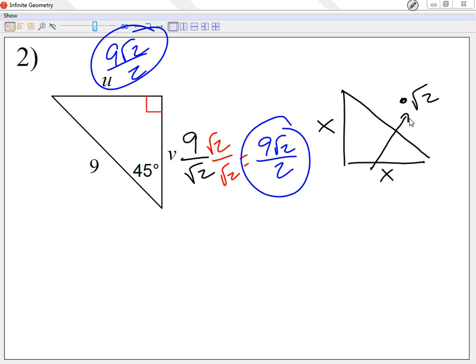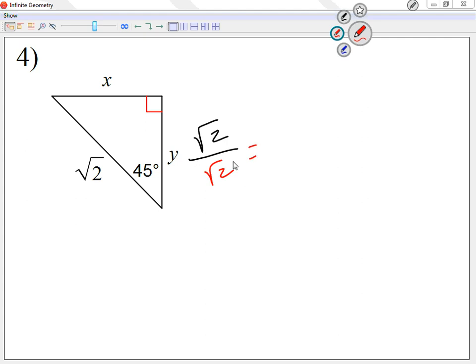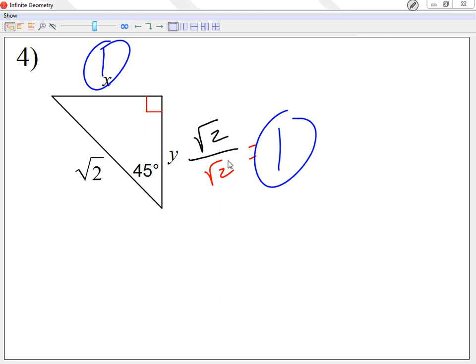Number 4. Number 4, I'm given the hypotenuse. So to solve for y, I'm going to start with radical 2. But in this case, I divide by radical 2. Radical 2 divided by radical 2 is 1. And I'm going to say x is also 1. So is the bottom one always going to be equal to the one that's not the hypotenuse? The two sides, so not the hypotenuse, but the two sides, they're equal. Yeah. The two sides.